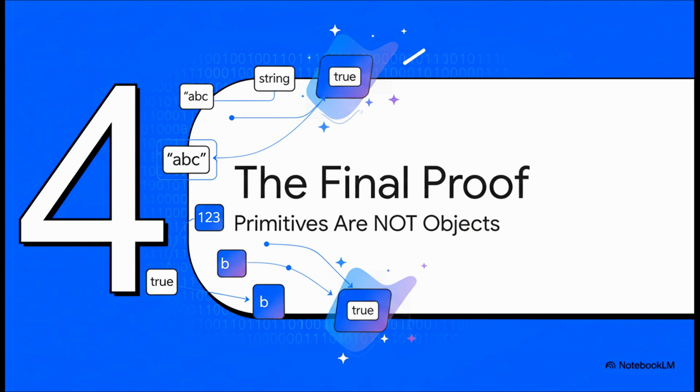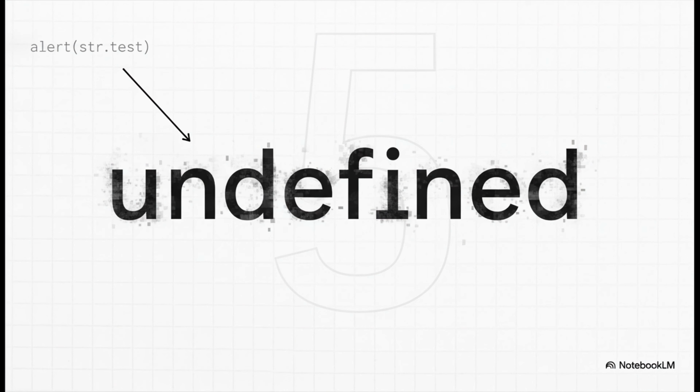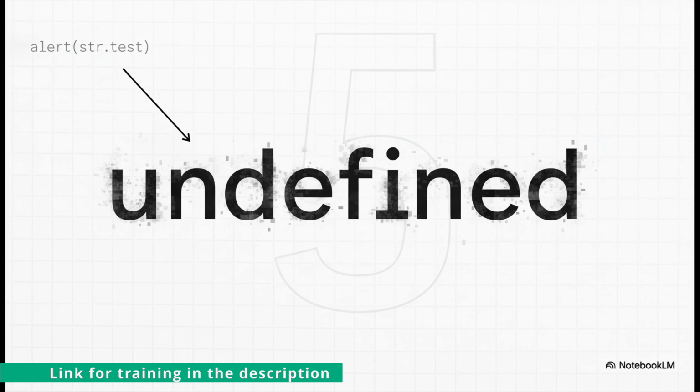Alright, to really hammer this concept home, let's look at one final piece of evidence. This is the thing that proves, beyond a shadow of a doubt, that primitives are not objects, no matter how much wrapper magic is going on. Okay, last challenge for you. We have our primitive string hello. Then we try to add a brand new property to it, called test, and set its value to 5. And then, on the very next line, we try to read that property back. What is the alert going to show? The answer is undefined. It's like the property we just set vanished into thin air.